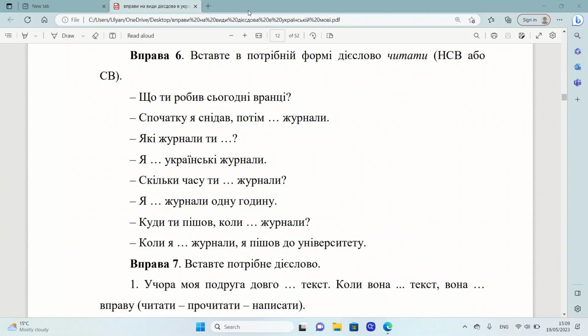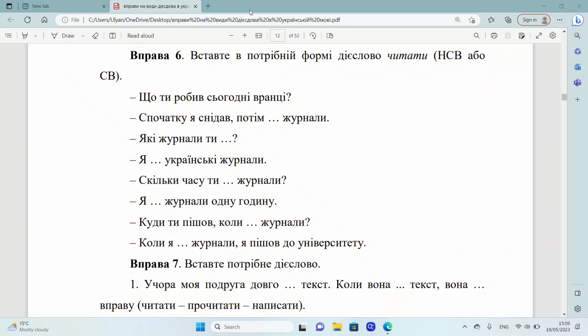Слава Україні! So today we're going to do some practice of the aspect of the verb. I hope you will find this useful for yourself. If you don't remember how to do it, you can always look back. I have 2 or 3 videos on how to use the perfective or imperfective form of the verb in Ukrainian. So let's have a look.